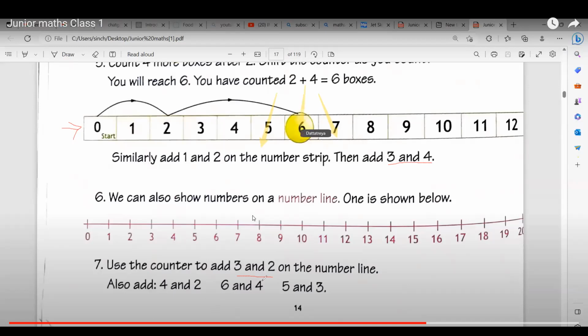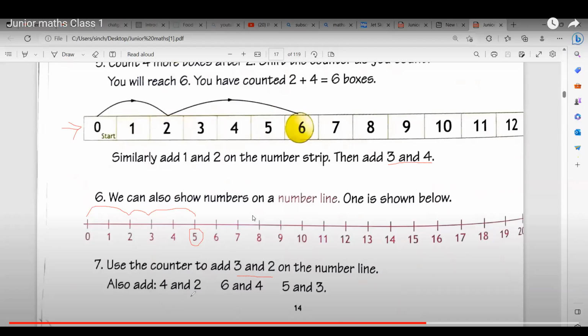So you have to show it in this way. Wait, Dattatreya, I'm showing you. 3 and 2 means 2 plus 3 is equal to 5. Is it clear, Dattatreya? First 2, yes. Then 3. If you add this 2, it will give you 5. Is it clear? Okay. Yes. Tell me the next one.